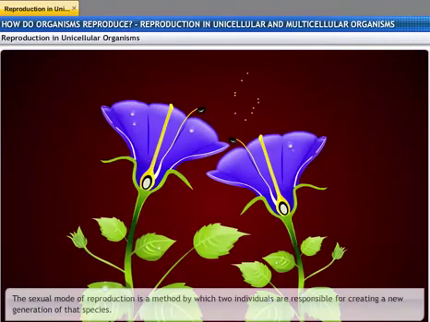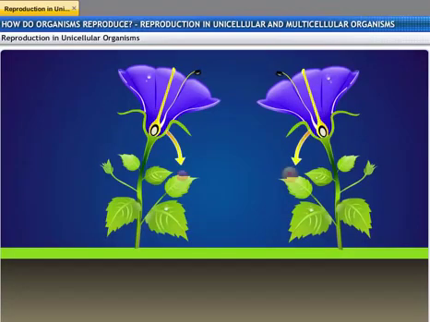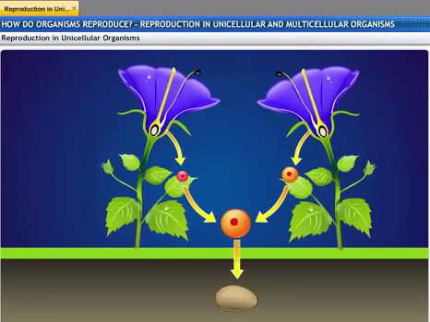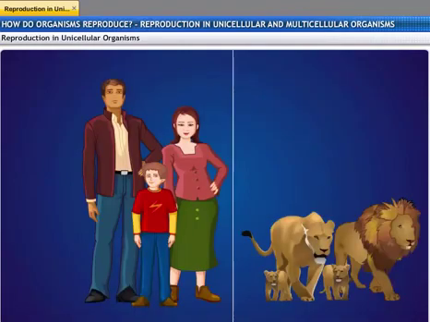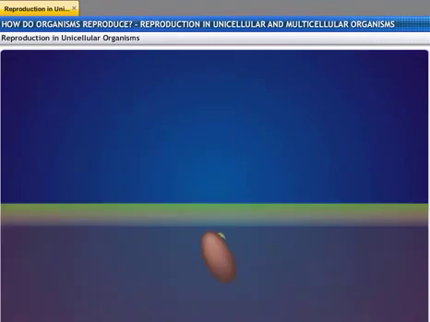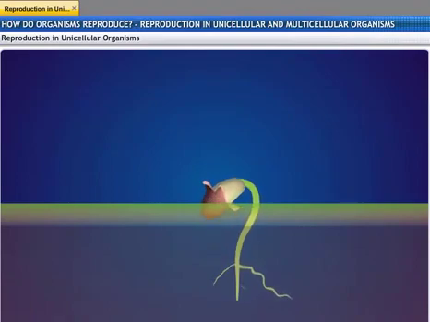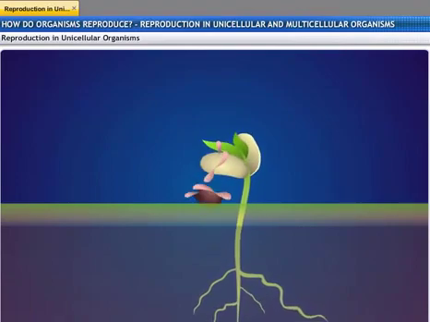The sexual mode of reproduction, on the other hand, requires two individuals to create a new generation of that species. So, the germ cells of two parent plants are combined to create the seed for a new plant. That's how human beings and animals reproduce. In plants, this mode of reproduction produces seeds which lead to new plants.